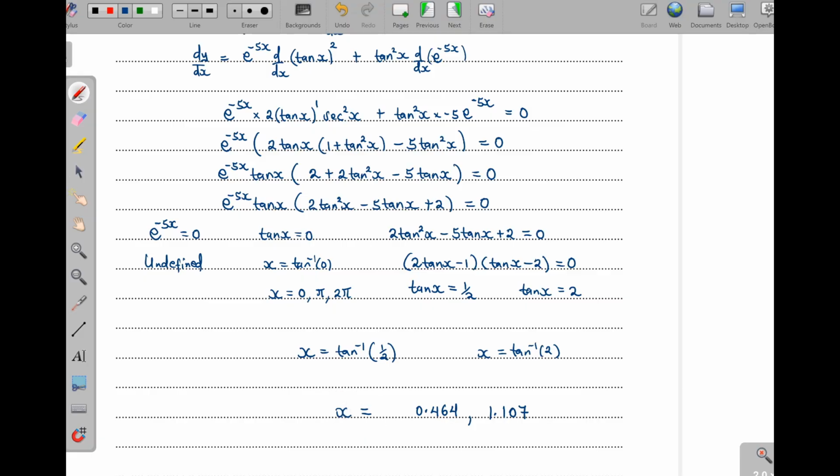And there is also 0. So we are having 3 answers here: 0, which we are getting from here, then the answer to this and also the answer to this. So these are our final answers.